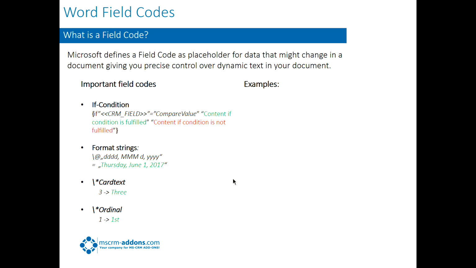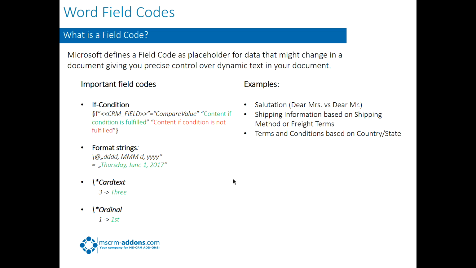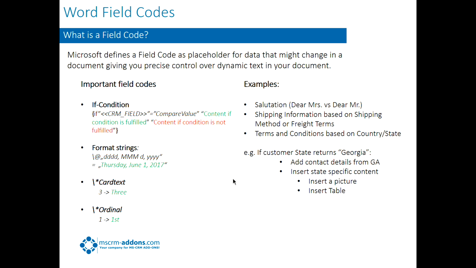Some examples of when you would use these: salutations, if you want to do Dear Miss or Dear Mister. Shipping information based on a shipping method or your freight terms. You want to add terms and conditions based on a county, state or country. For example, if a customer state returns Georgia, let's say we want to add contact details from Georgia, the specific address or something. Insert state-specific content, such as terms and conditions for that specific state, and then maybe insert a picture or a table based on that information. We can do all of that with field codes.